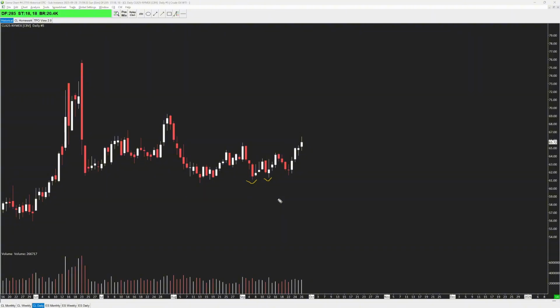CL's been finding some pretty decent support in the 60s, and it's been scooping out some higher lows, but it was capped out last week in the 65s. Finally, it made a break, which was pretty impressive.